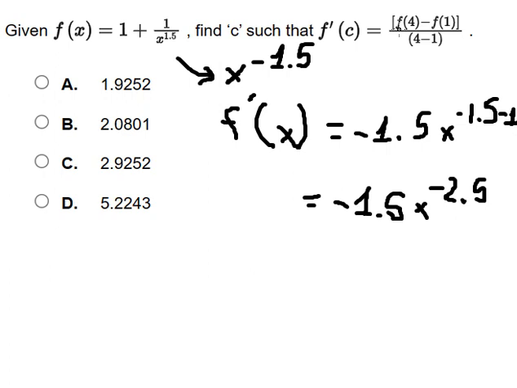Now about f'(4) and f'(1). So we put number 4 here, number 1 here. 4 minus 1 we have number 3. So this value in here we calculate, and we have negative 7 over 24.